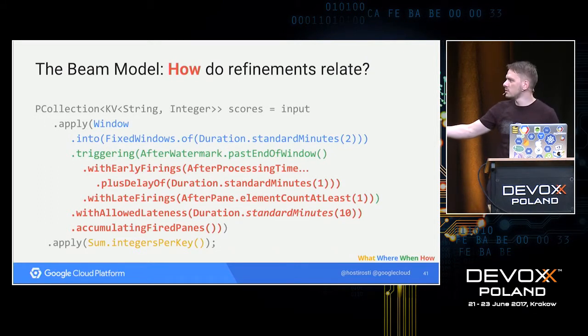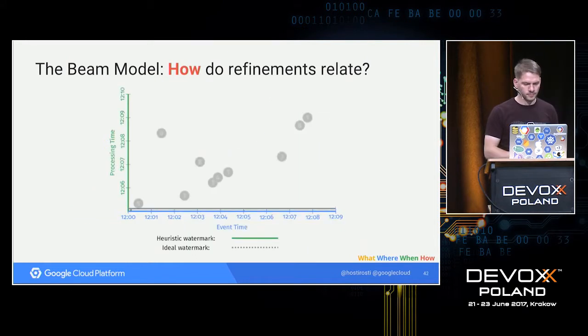And last but not least, you have to define what you're actually doing with the data. Are you emitting aggregate results? So do you do the entire calculation on the entire window again? Or are you only emitting differences? In this case, I have accumulating fired panes, which means I'm doing the aggregation on the entire window data again. But you can also use discarding fired panes, which means I don't have to keep as much data around for keeping that window open.